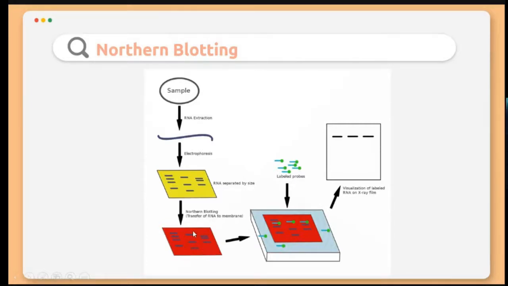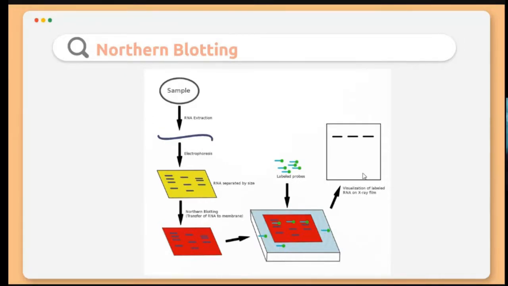So kapag transfer mo siya doon sa membrane, ililabel mo na siya ng probes. And you will visualize now yung RNA mo sa X-ray film. And under the X-ray film, you will see which RNAs are expressed. Makikita mo yung probes mo kung ano yung bands na gagawin nila. And based doon sa bands na makikita mo doon sa X-ray film mo, doon mo makikita kung ano yung RNA mo na in-express. And ito yung medyo manual na pagtingin kung ano yung in-express ng RNA.